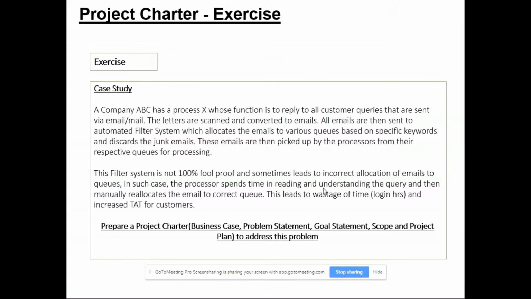Okay, so what do you think the problem here is? What is the CDQ or project Y that we are looking at? The problem is that the filter is not sending it to the right location, so we're causing rework. Okay.